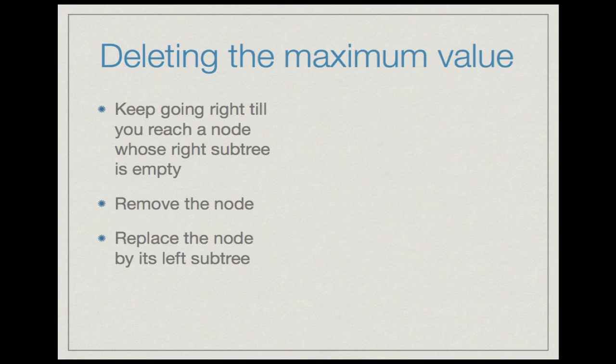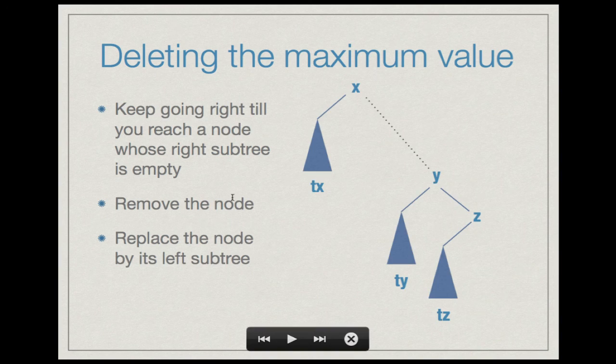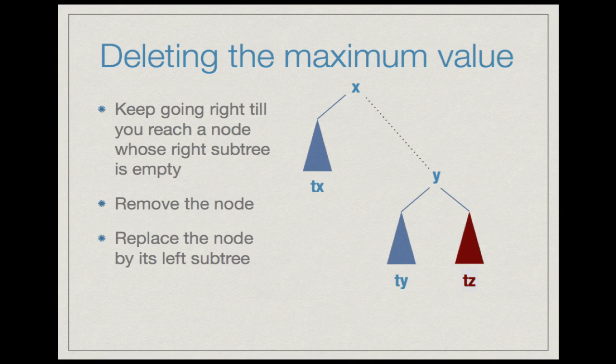So, here is how we delete the maximum value. Keep going right till you reach a node whose right subtree is empty. From x, we keep going right till we see y here, and then we see a z here whose right subtree is empty. At this point, we know that we have found the maximum value in the tree whose root is x. Now we remove this node. Since it does not have a right subtree, we do not need to worry about that. We just push tz in the place of z. This is how we delete the maximum value of a tree.